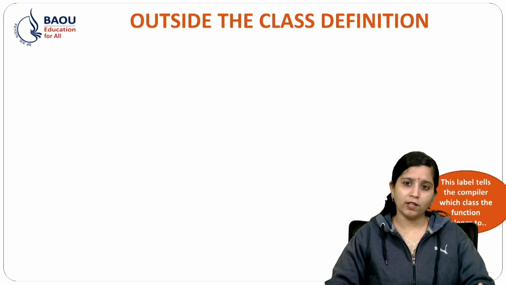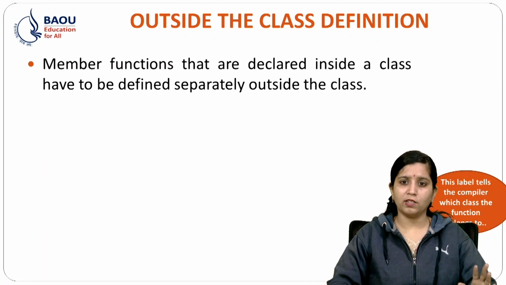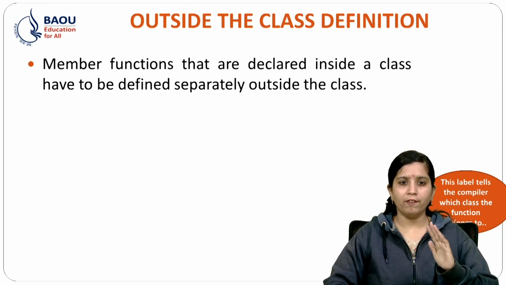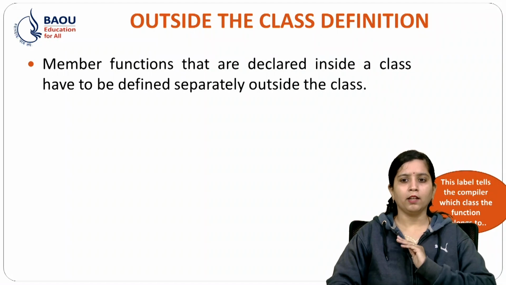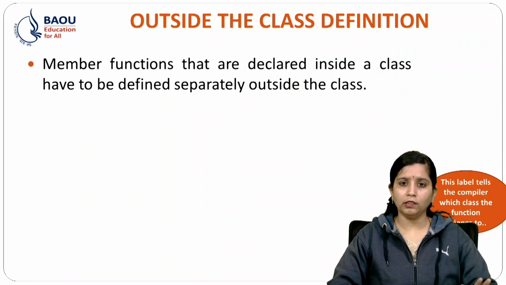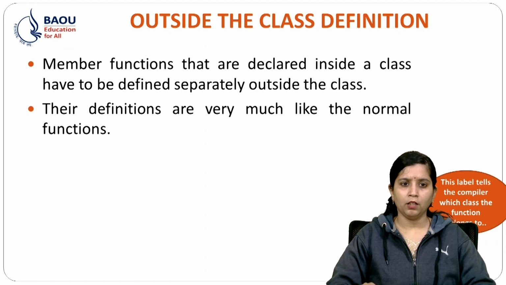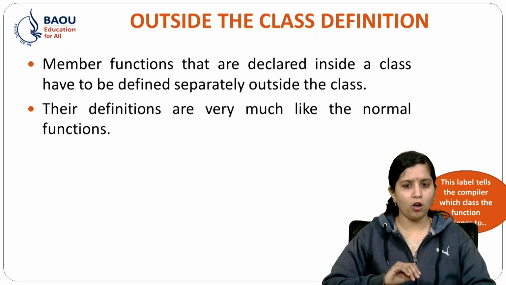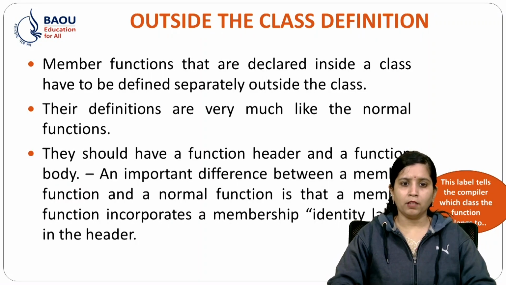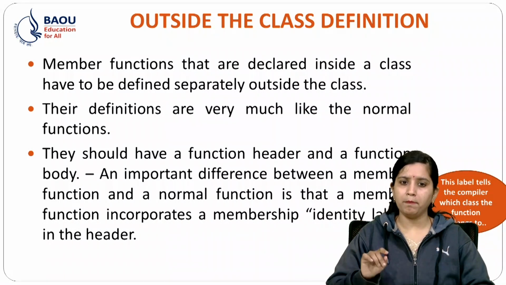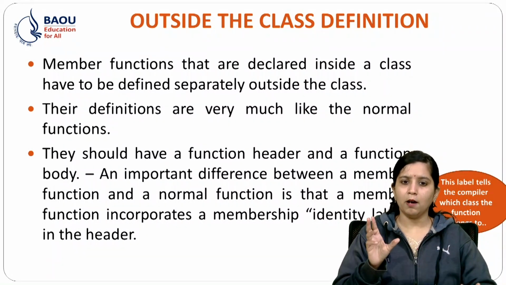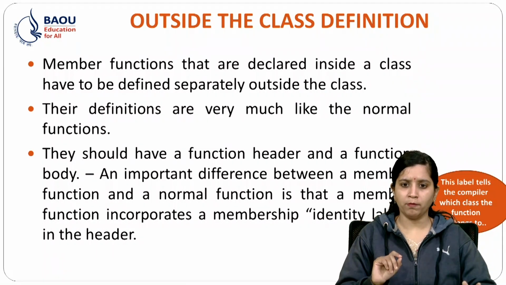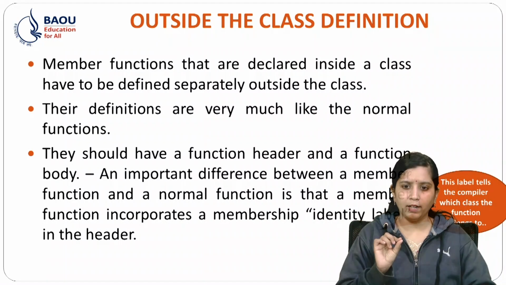So what is the outside class definition? Member functions that are declared inside a class have to be defined separately outside the class. So this is outside the class definition. The definitions are very much like the normal functions. They should have a function header and a function body in our class. An important difference between a member function and a normal function is that a member function incorporates a membership identity label in the header. So what is the identity label?